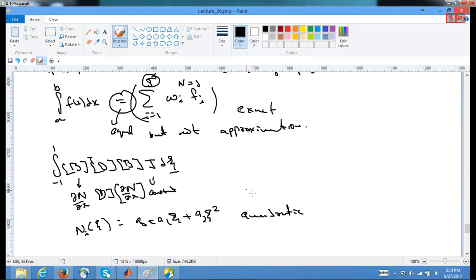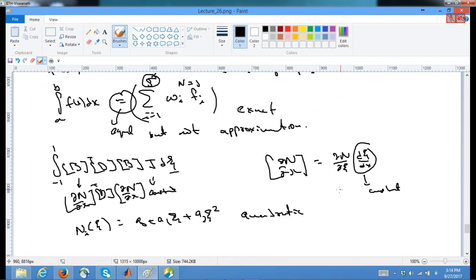But we know that dou n by dou x is equal to dou n by dou eta times d eta by dx. Let's say this is also constant, because if j is constant, this j inverse will also be constant. Not necessarily every time this is constant, as I said, it depends upon the mapping. But for simplicity, let's say this is constant, and if this is quadratic, dou n by dou eta is linear. So this is linear, everything else is constant, and the other factor is linear, so the product is quadratic again.